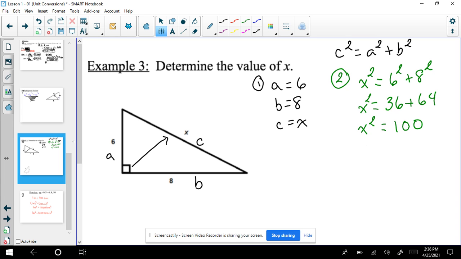And then to get rid of the squared on the x, I now have to square root both sides, right? So if I square root this side, x is by itself. And then I square root this side because whatever I do to one side, I have to do to the other. So 100 square rooted is going to give me 10. So the side that I'm missing, length x, is going to be 10.